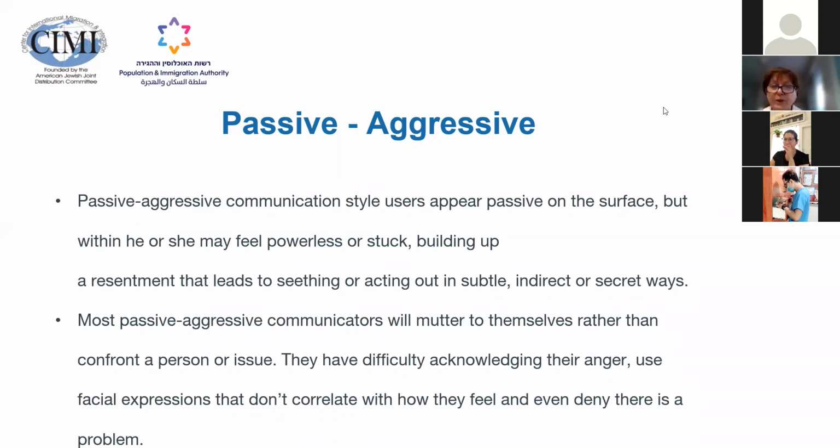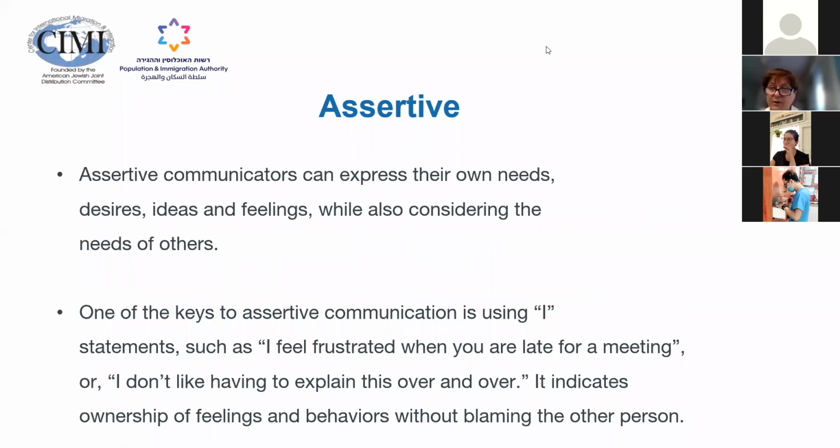And also, if we respond in this way, it makes it difficult for the people who we are communicating with to understand what is really in our heart and in our mind, because we're not being direct and we're not being truthful. So the best way to communicate is to be assertive. Assertive communicators can express their own needs, desires, ideas, and feelings, while also considering the needs of others.